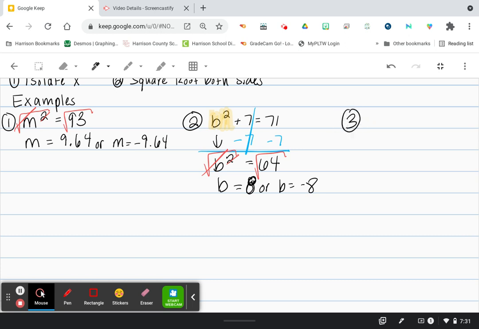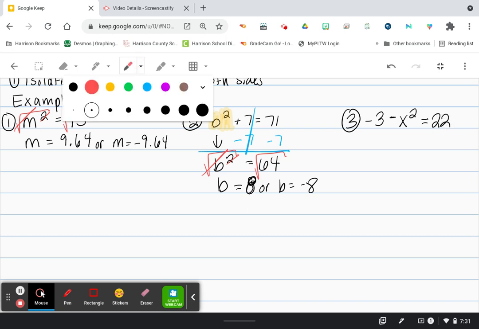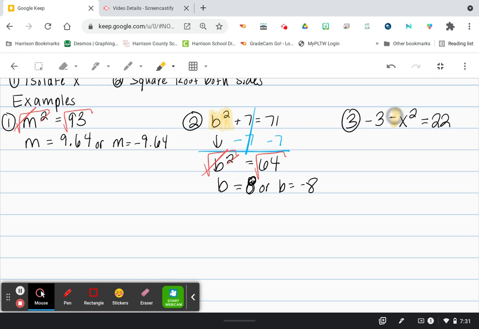All right, last one, number 3. We have negative 3 minus x squared equals 22. So on this one again, now that negative is with the x squared, so don't lose it there.